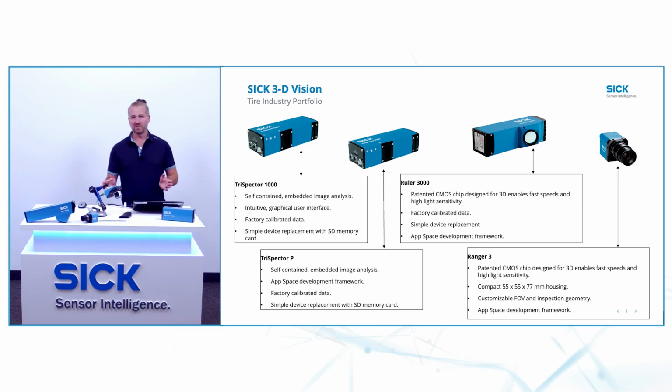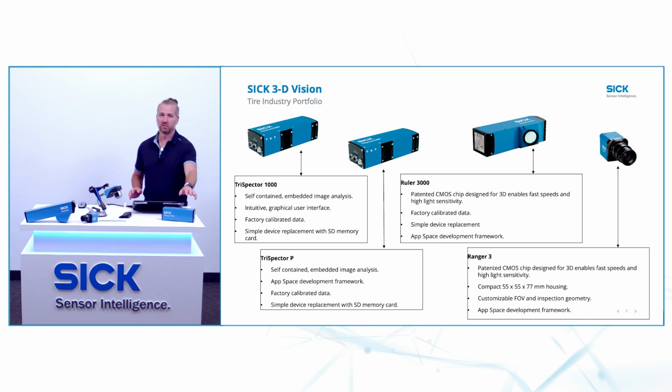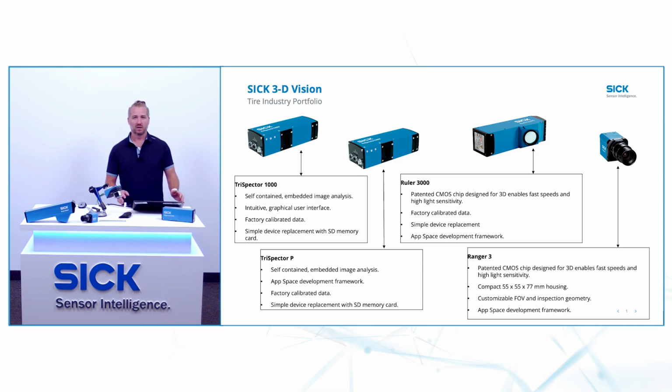So as you can see, I have a few different products in front of me right now. From our Tri-Spector portfolio here, which is an ease of use 3D triangulation camera. Has a nice configurable GUI tool set built behind it with some nice factory calibrated data. A very, very intuitive device when we start talking about 3D vision. A little on the slower side relatively to the guys on the right here. But a nice simple user interface to be able to do some basic 3D inspections.